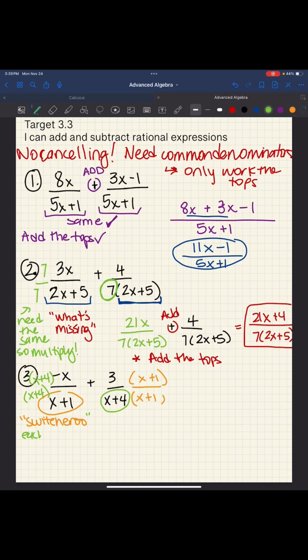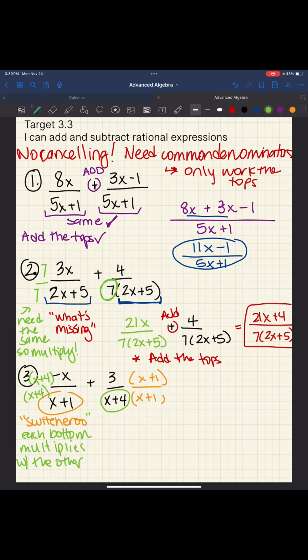Each fraction multiplies, I should say each denominator, each bottom, multiplies with the other. And switcheroo is just fun for me to say, multiplies with the other.